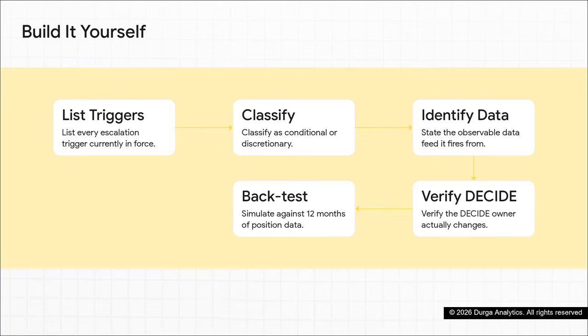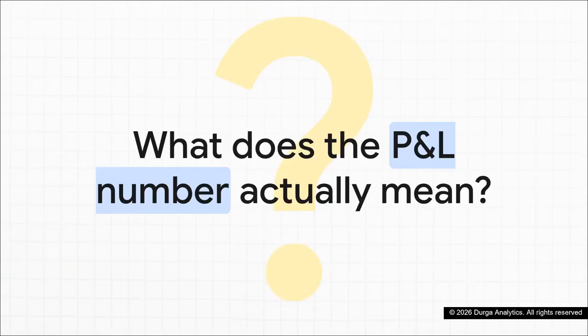And Step 5. Backtest these triggers against the last 12 months of your position data. If a trigger never fires, it's miscalibrated. If it fires every single week, people are just going to ignore it. Which leads us to a pretty provocative final thought.